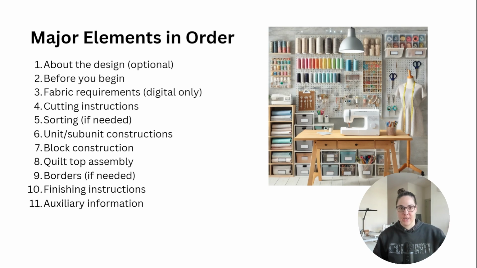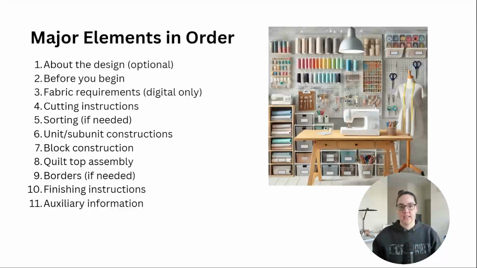Make it its own section and get it out of the way before you start getting into any assembly instructions. Next section you want to go into is unit or subunit construction. So this is where you're going to start talking about making your HSTs, making your flying geese, right? Whatever subunits you have. And also taking those subunits and assembling them into a quarter unit or a center unit or whatever happens to be for the block that you're making.